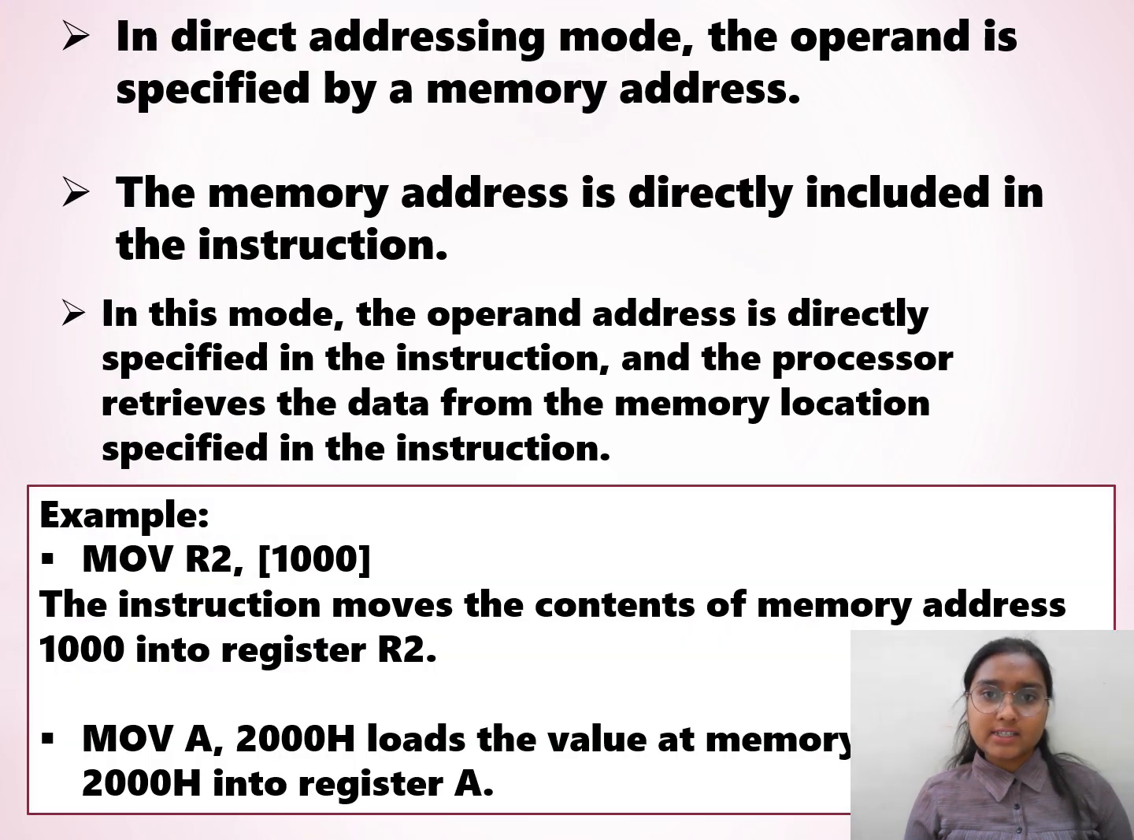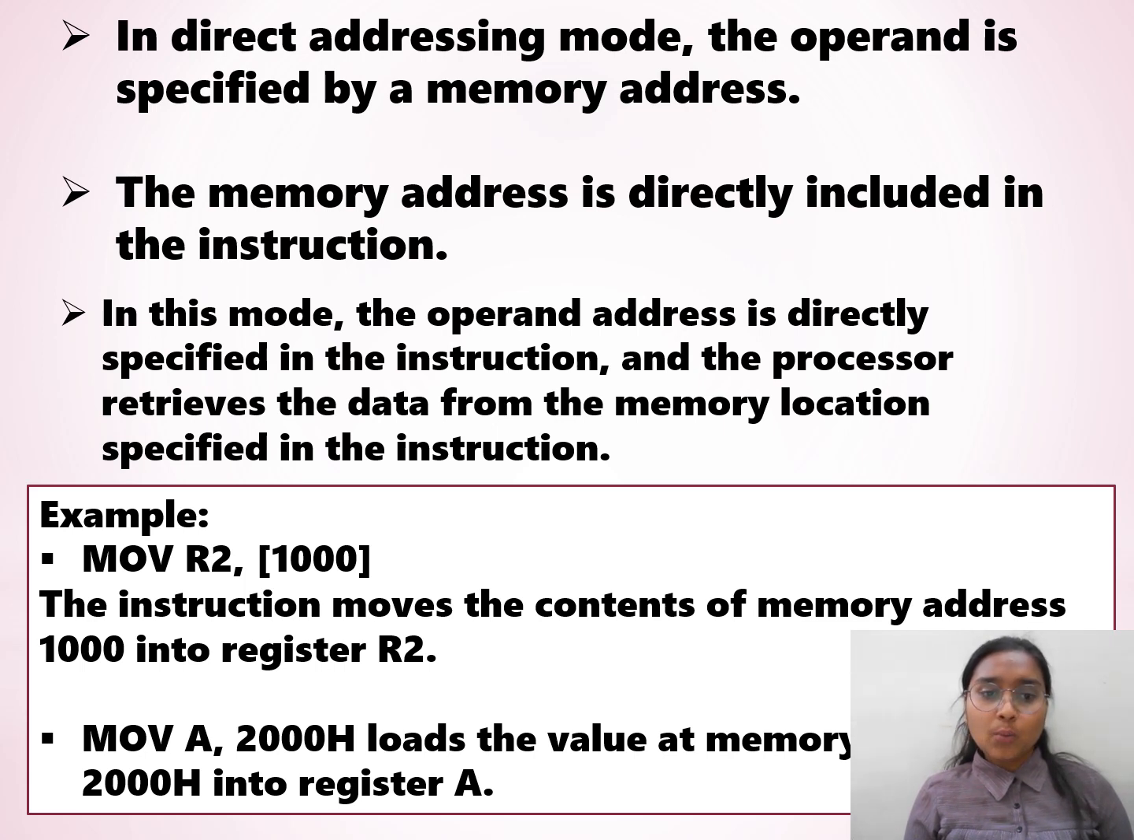In direct addressing mode, the operand is specified by a memory address. The memory address is directly included in the instruction. In this mode, the operand address is directly specified in the instruction and the processor retrieves the data from the memory location specified in the instruction.